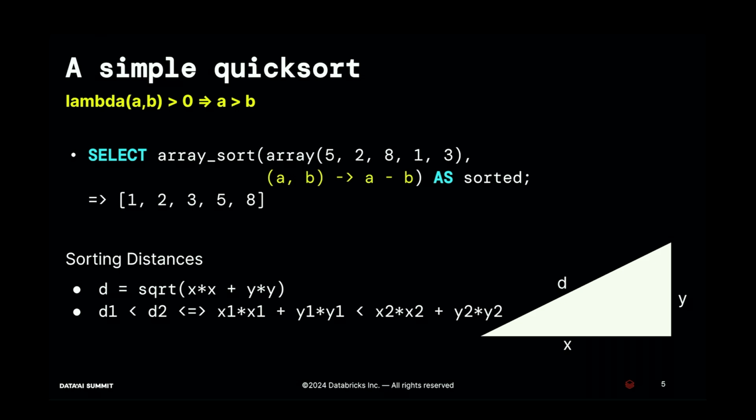Now, if we want to sort distances, things get a bit more complex. We all know our old friend Pythagoras, and he basically says the length of this part of the triangle is equal to the square root of x squared plus y squared. So that's the distance from 0. Now, we don't need the square root here because that doesn't change anything with respect to the order. So we can say that D1 is less than D2 if and only if x1 squared plus y1 squared is less than x2 squared plus y2 squared. That's the formula we need to implement in our quicksort. So that basically defines our lambda function.